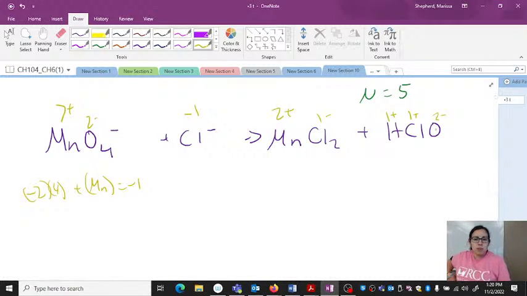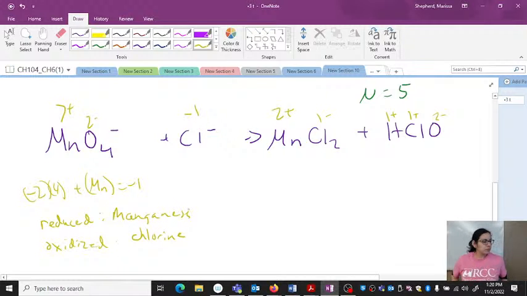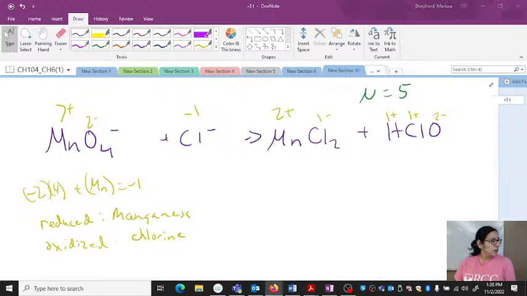And so now we have to see, well, who got oxidized, who got reduced? And so who got reduced? So manganese, so it became more negative, gained electrons. And so therefore, who was oxidized? Chlorine. Do we want to do any more examples on this? Are we feeling better? Other thoughts? One more.